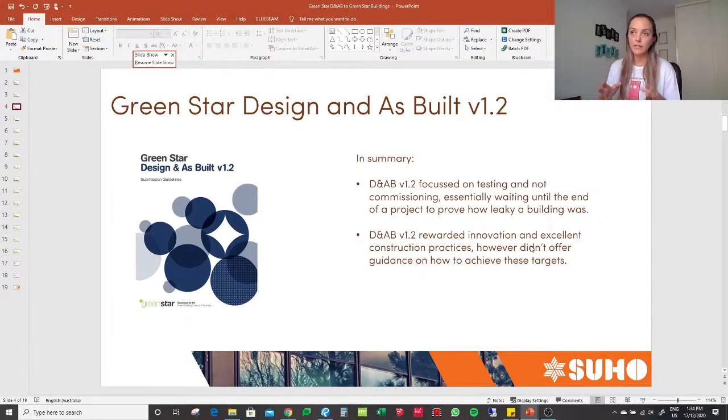So that is a really quick summary of the Design and As-Built tool. It had air tightness testing in there. It was an option. You didn't have to do it. If you targeted the commissioning credit, that's when you had to do a test, but you didn't have to do it.